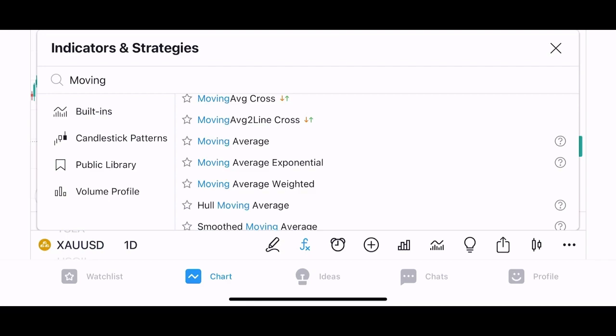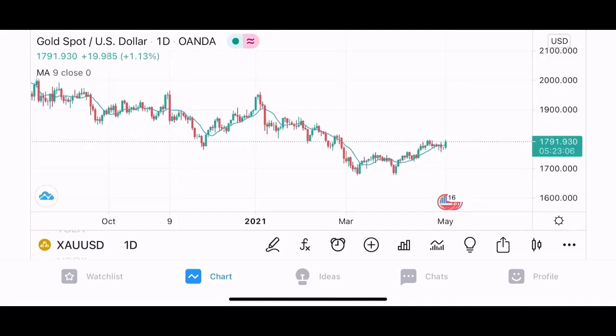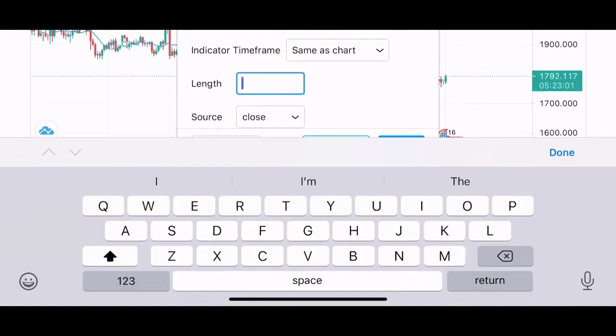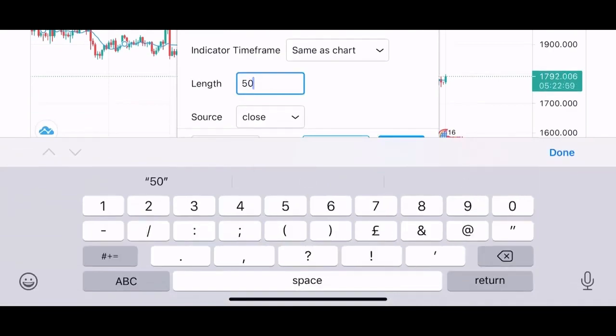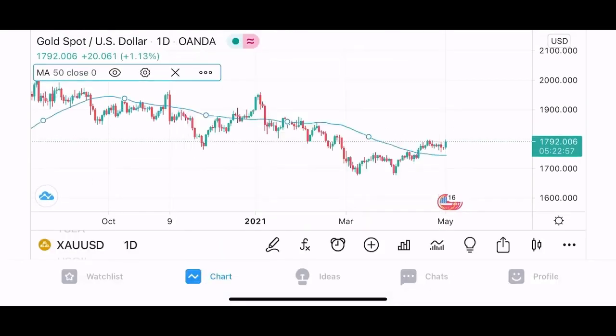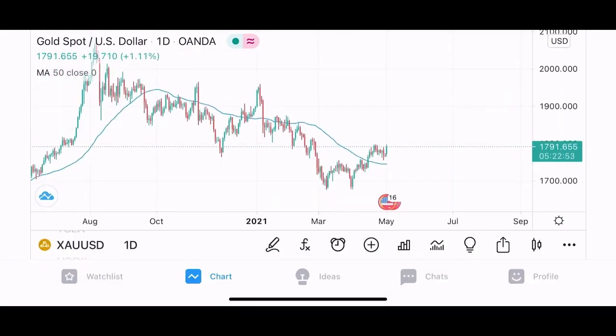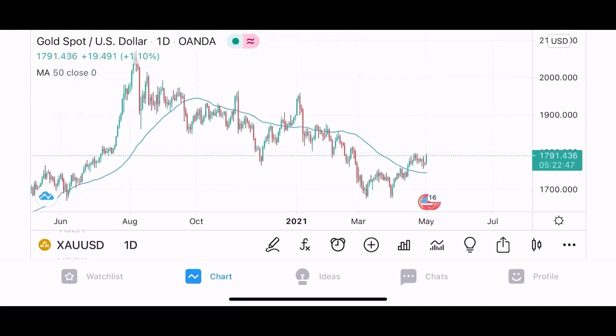So what we're going to want to do is just add a moving average, and these are very good because it can help you get a nice easy directional bias. And what we're going to do is change the length from 9 to 50, a 50-day moving average or a 50-period moving average. And essentially what this means is it will take the last 50 candles into account and then give you an average directional bias.